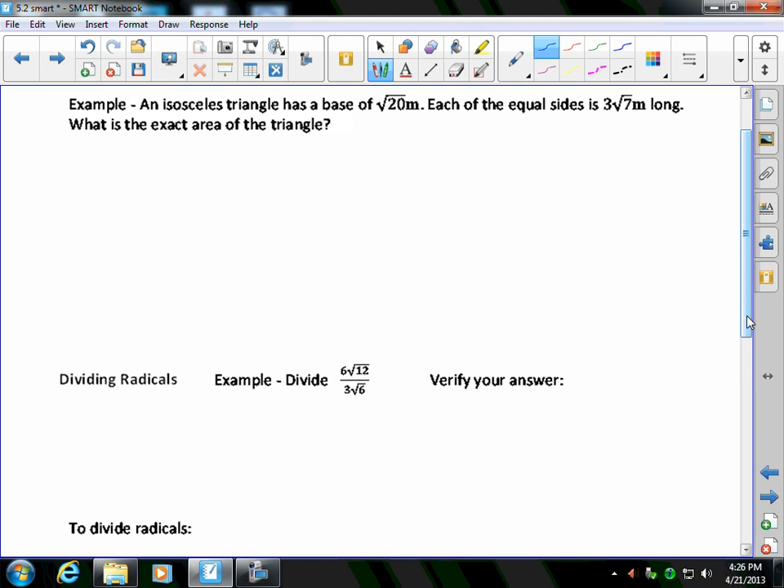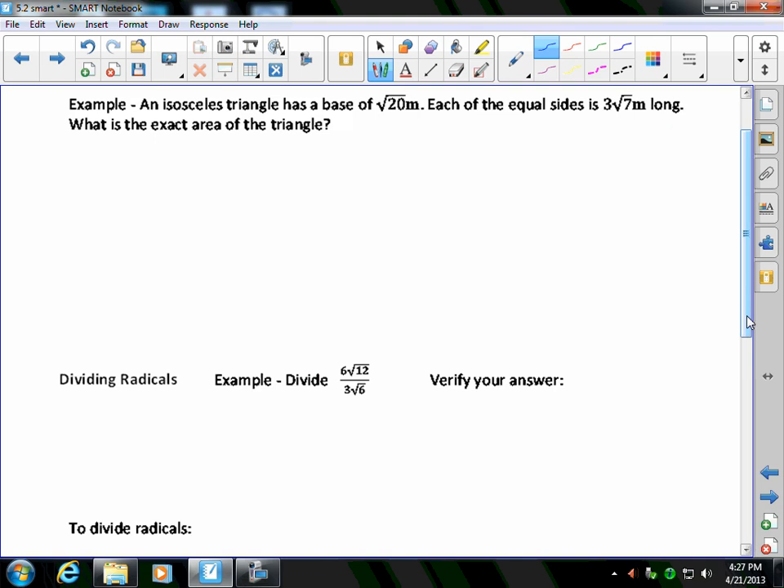So the next one says, an isosceles triangle has a base of square root 20 meters. Each of the equal sides is 3 square root 7 meters long. What is the exact area of the triangle? So you have a problem. It's given you a shape. And we need to draw a diagram.